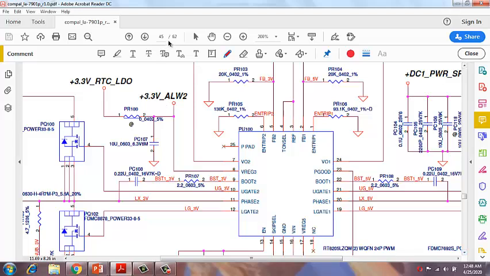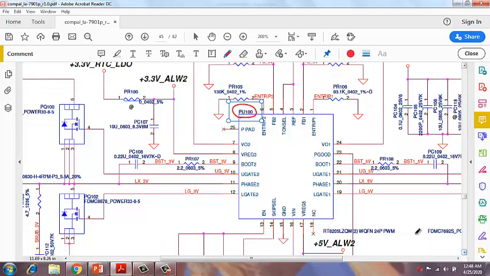So this is page number 45, and this chip is PU100. This is the location number, and the chip number is RT8205. This is a 24 pin chip. RT8205 is a real Richtek chip. Okay, the manufacturer is Richtek.